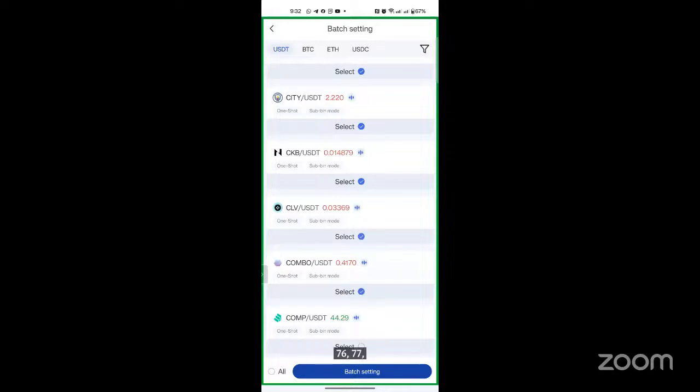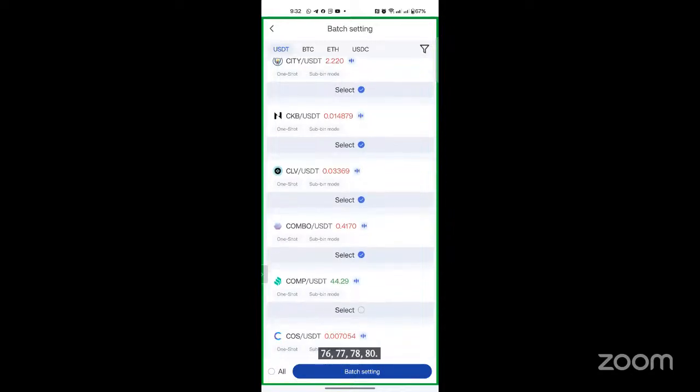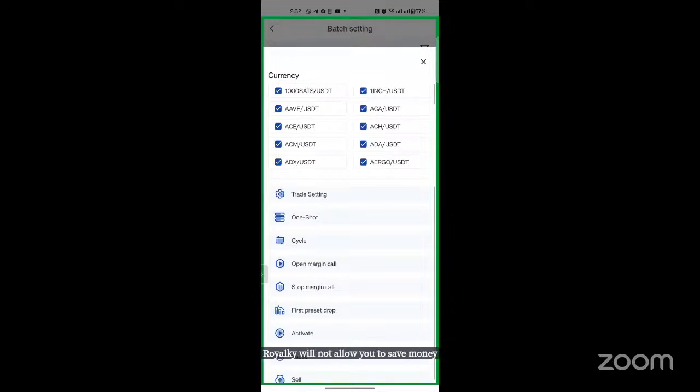Select 80 coins, because Royal Q will not allow you to save many. So select those 80 first. Okay. Then you come here.